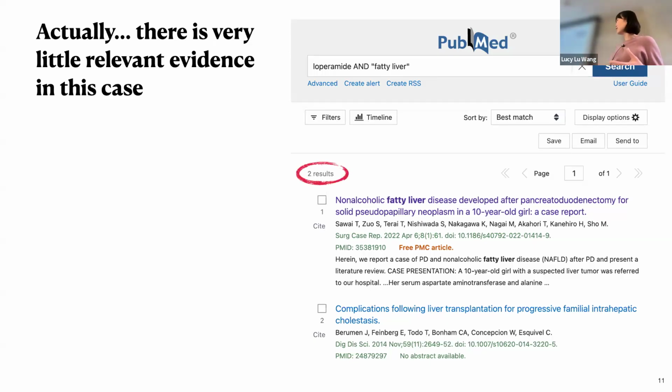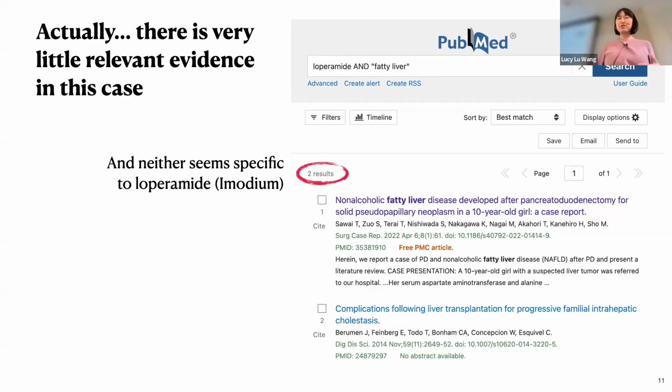And if you look at the titles of these articles, you also find that neither of them is particularly specific to our drug of interest, right? Neither of them really mentions anything about loperamide. So essentially, these articles are not very specific to our query of interest.